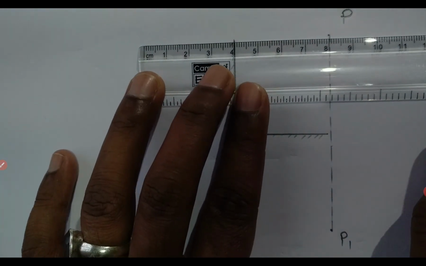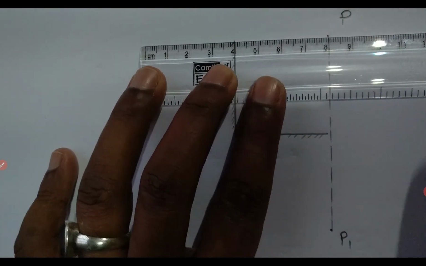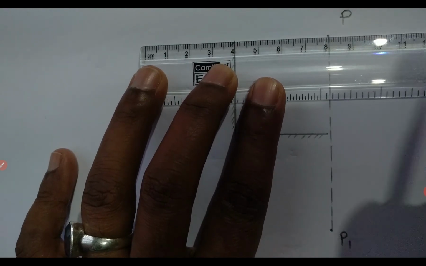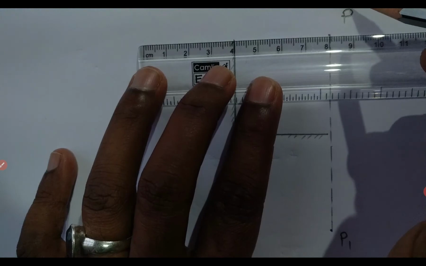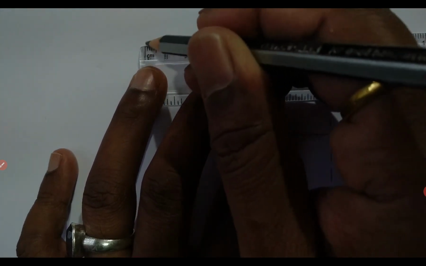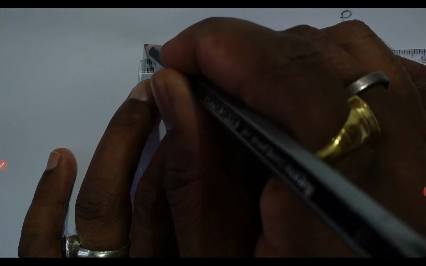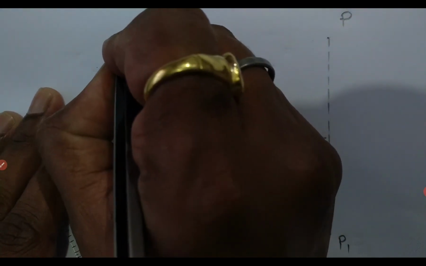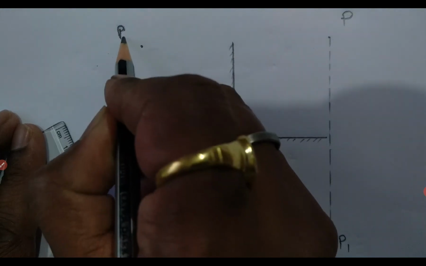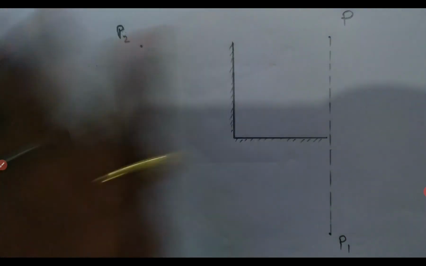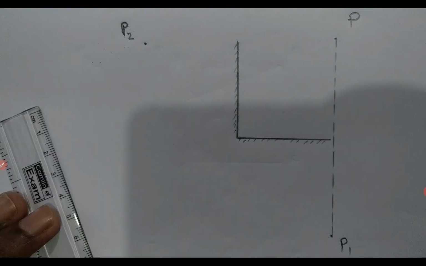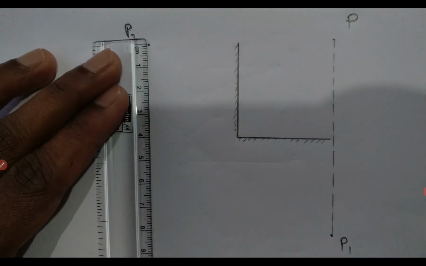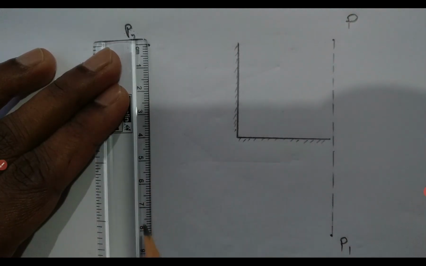Now again, before drawing the rays, I am taking 8 centimeters from this particular point, and I am marking one more point such that I get P2. This will act as my P2, that is the second image. Similarly, I can again measure 8 centimeters and mark P3 and P4.